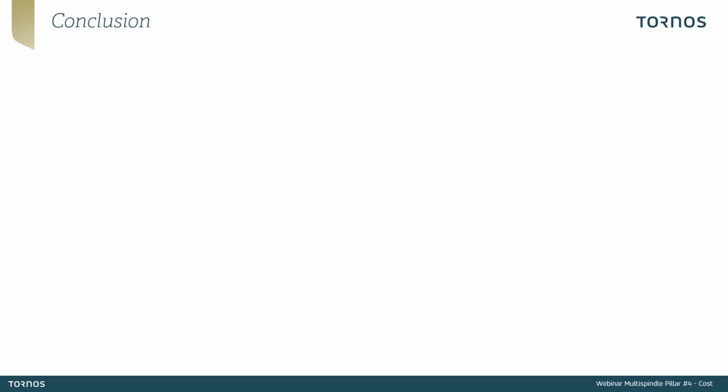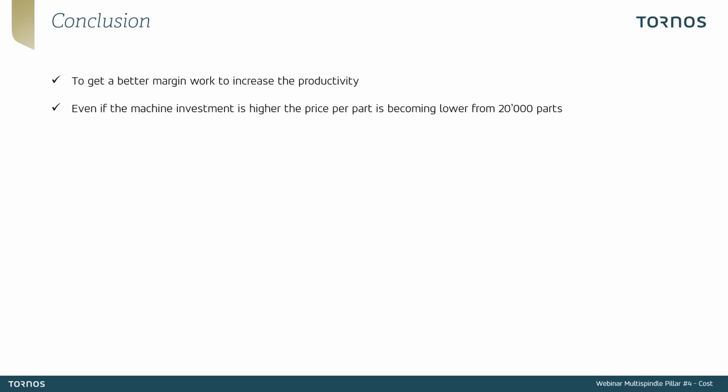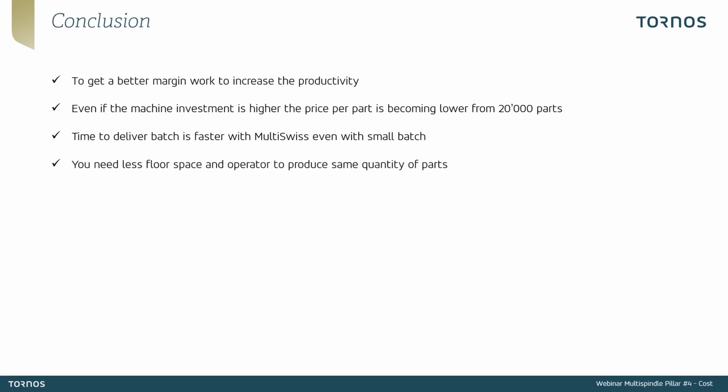Conclusion. To get a better margin, it's always better to try to increase the productivity. Keep in mind that even if the machine investment is higher, the price per part is lower as soon as you have 20,000 parts to produce. Time to deliver the batch is faster with MultiSwiss, even with a small batch. Finally, you need less floor space and operators to produce the same quantity of parts.